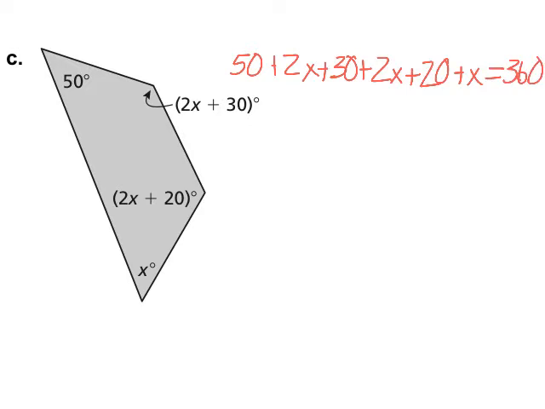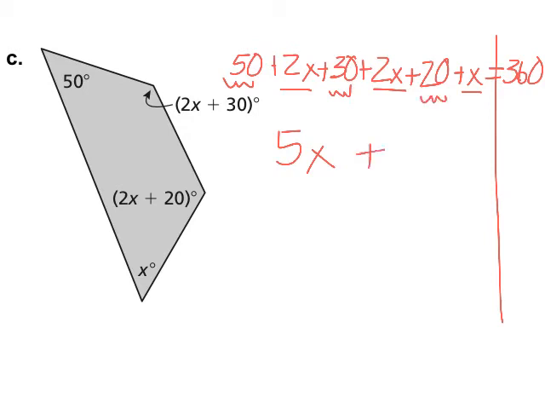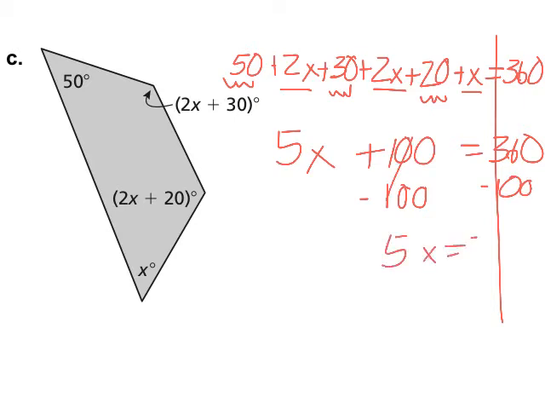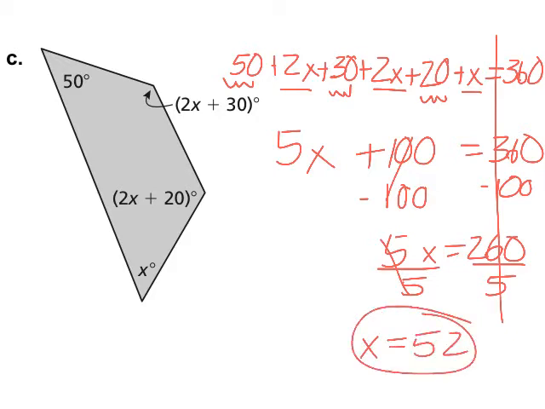Okay, so now let's go ahead and combine like terms. You got to be careful when you're combining like terms. So we have 2x, we have 2 more x's, that's 4, we have 1 more x, that's 5x. Now let's do my numbers. I have 50, 30, that's 80, and 20 makes 100. So that equals 360. I subtract 100 from both sides. So I have 5x equals 260. I divide by 5, and that's 52. Yep, that's right. So x is 52 there.